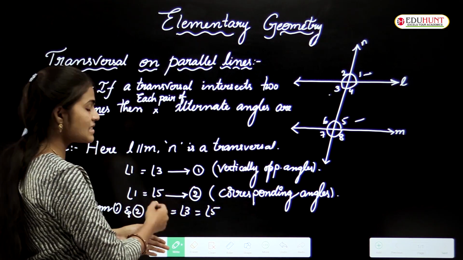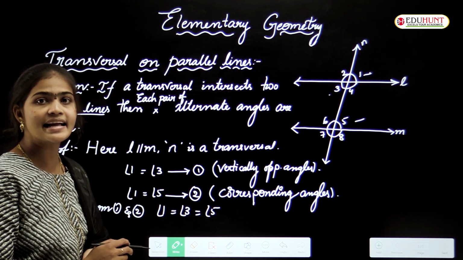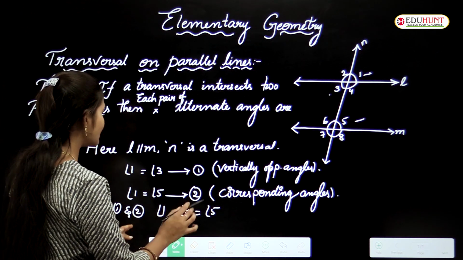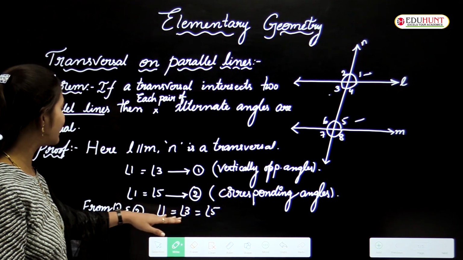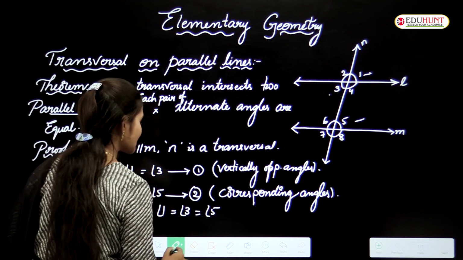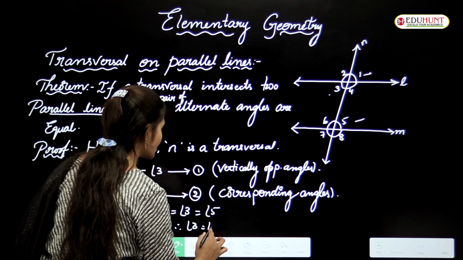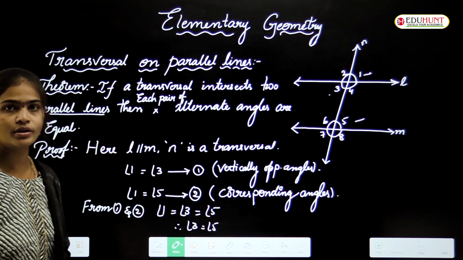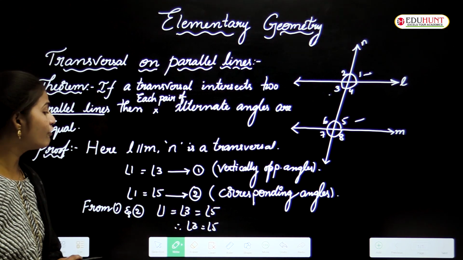Okay, why? Because these three angles have the same value. What is that? 75 degrees, for example. So angle 1 is equals to angle 3 is equals to angle 5. That condition came from these two conditions. So from this condition we can write that therefore angle 3 is equals to angle 5.